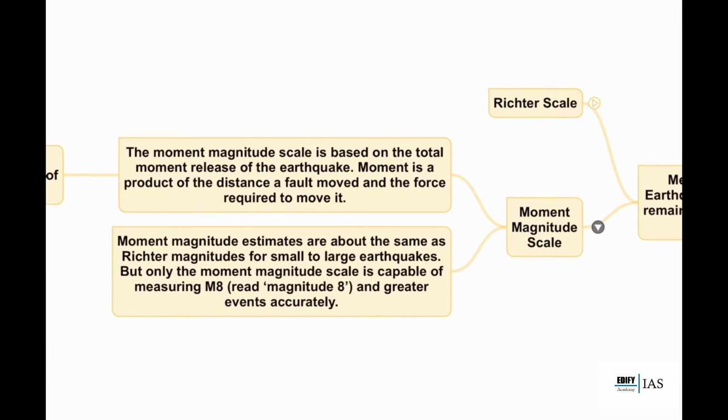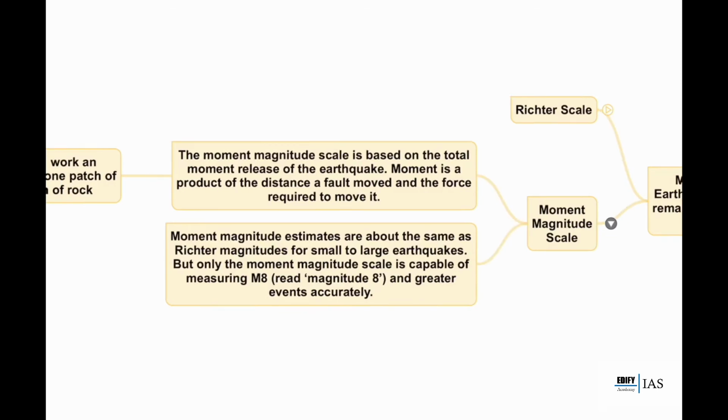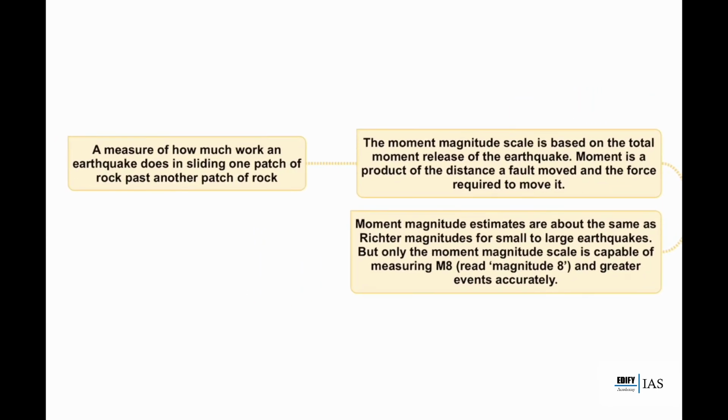So the moment magnitude scale is based on the total moment release of an earthquake. That is basically the distance of a fault that has moved and the force that is required to move it. In a simpler manner, it is a measure of how much work an earthquake does in sliding one patch of rock past another patch of rock. Something just for you to simply understand: the amount of energy that it requires to slide one rock over another rock. Simple.